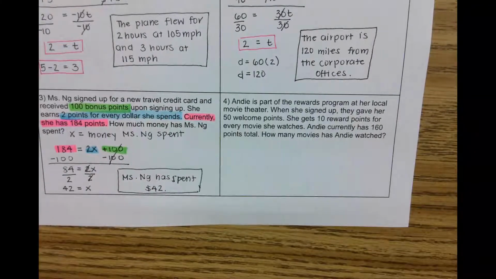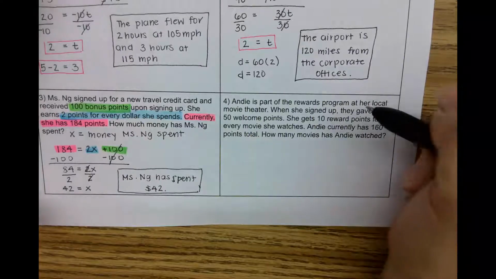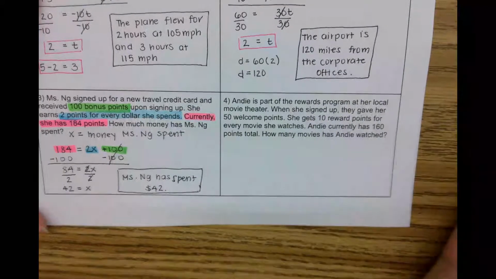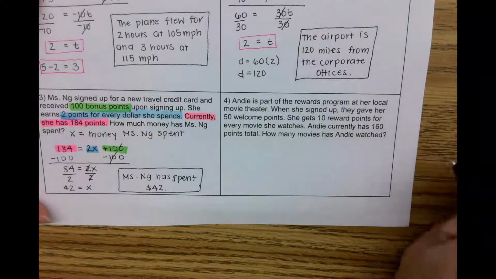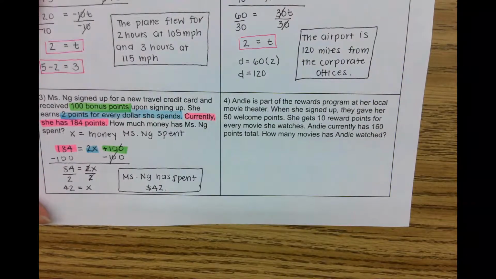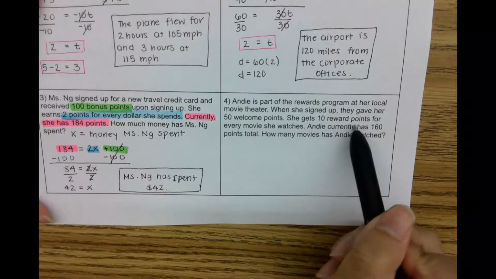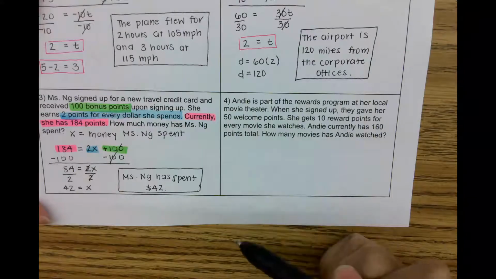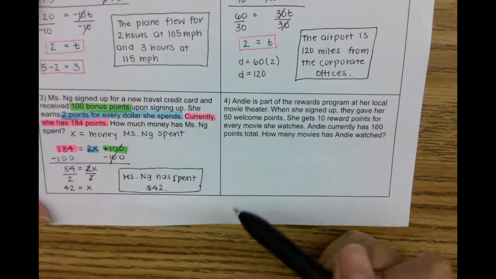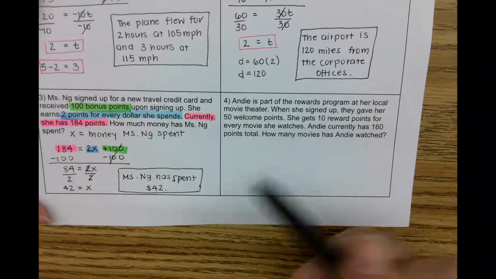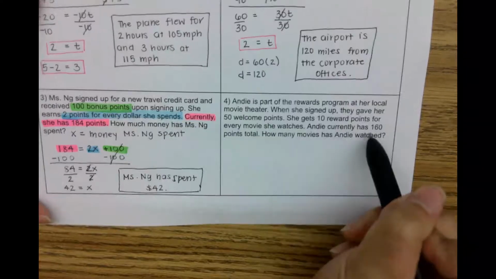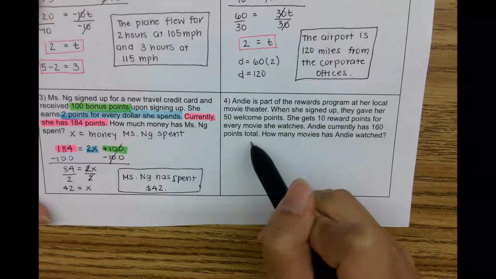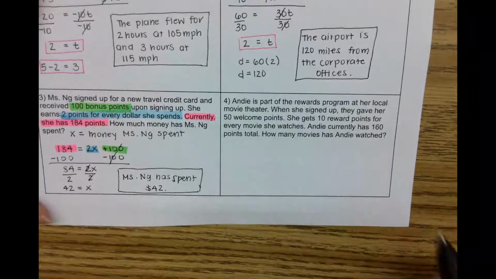Okay, so Andy is part of a rewards program at her local movie theater. When she signed up, they gave her 50 welcome points, like 50 bonus points just for signing up. She gets 10 reward points for every movie she watches. So if she gets 1 movie, that's 10 reward points, 2 movies, that's 20 reward points, and so forth. Andy currently has 160 points total. How many movies has Andy watched?